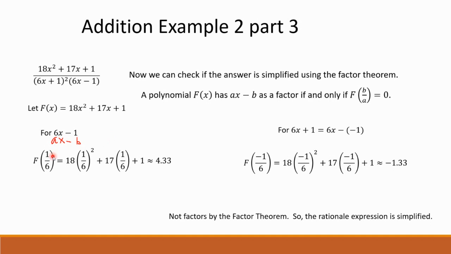Okay, so we plug it in. We have 1 over 6. So is f of 1 over 6 equal to 0? Well, by direct calculation, it's not. And because it's not, that tells us 6x minus 1 is not a factor of the numerator.